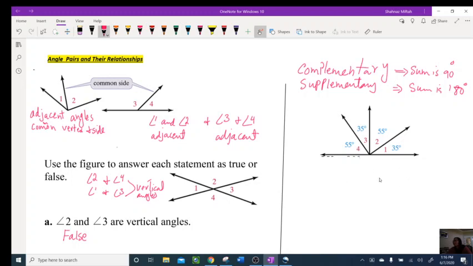They say use the figure to identify each pair of complementary angles. Their sum is supposed to be 90. So let's try this. I have angle 1 right there, 35, and angle 2 is 55. When they add up, 35 plus 55 gives me 90 degrees. So the sum of any angles that adds up to 90 is a complementary pair. I'm looking for complementary angles. I just want to write there.